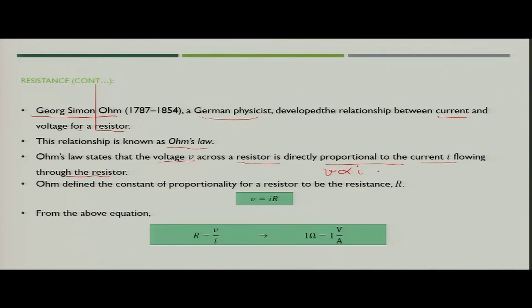Now, Ohm defined one constant, called the proportionality constant, for this equation, and that was represented by R, and from there the equation came like V is equal to R into I. So, this proportionality constant was the resistance of that element through which the current is flowing. From the above equation you can simply say that resistance R is nothing but voltage V divided by current I. So, for 1 ohm what will you say? You will say 1 ohm is nothing but 1 volt per ampere.